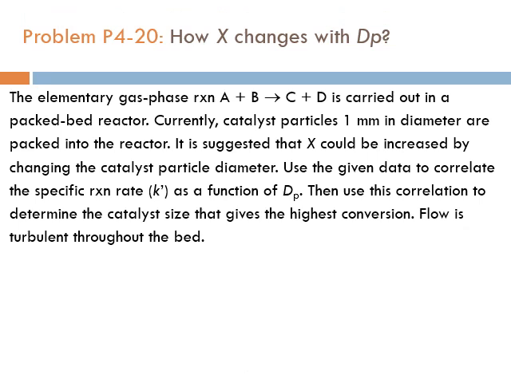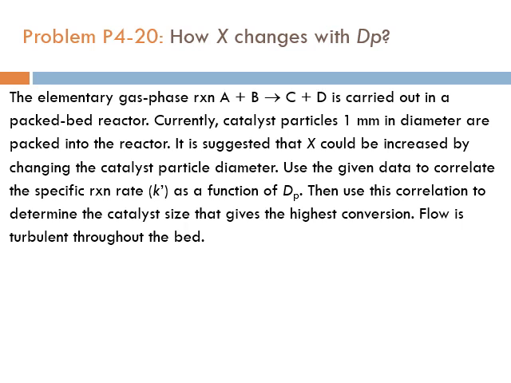How X changes with the particle size. That's the topic of problem 420. The elementary gas phase reaction A plus B goes to C plus D is carried out in a packed bed reactor. Currently, catalyst particles 1 millimeter in diameter are packed into the reactor. It is suggested that X could be increased by changing the catalyst particle diameter. So by changing d_P, we could increase X. Use the given data to correlate the specific reaction rate k prime as a function of d_P.